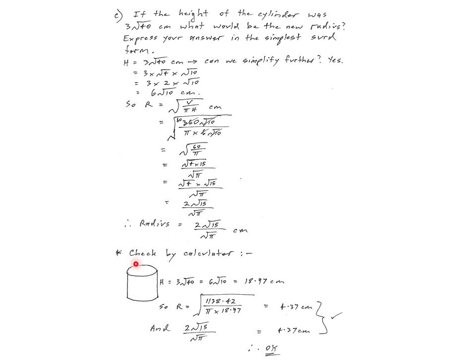And to be consistent, check their calculations by calculator, similar to Part B, where they would put the height in, put that into the formula as shown, which will give them 4.37 centimetres, and also comparing that to the radius that they calculated, which is 2 root 15 over root pi, which gives them 4.37 centimetres. So they've checked that their calculation is correct there.